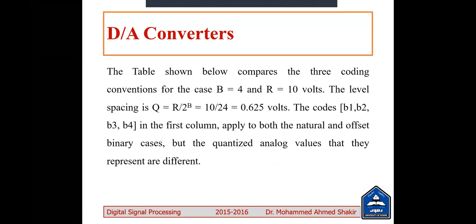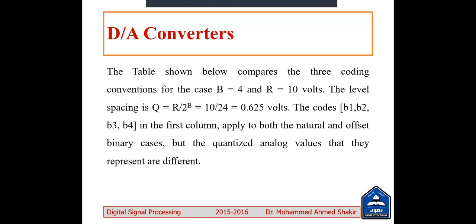Now, to understand what's going on and to answer the questions, here we have a table. This table shows the 3 systems used in the representation of XQ with the following parameters. The table compares the 3 coding conventions for the case of B equal to 4, so we have 16 levels in this case. R, or the VCC of the signal, is 10 volts.